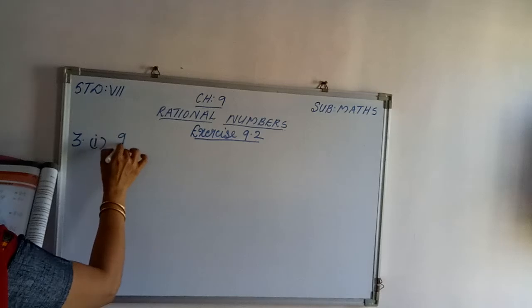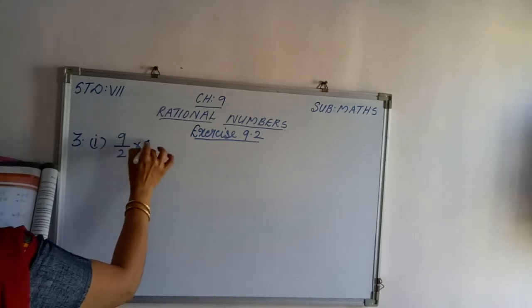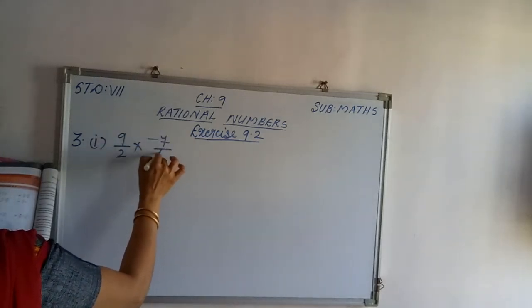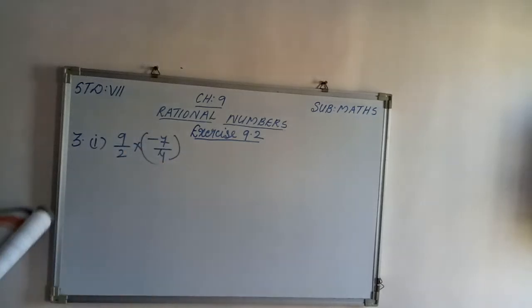9 upon 2 multiplied by minus 7 upon 4. So how to multiply rational numbers? First multiply the numerators and write it as the numerator. Multiply the denominators and write it as the denominator. Here the numerators are 9 and minus 7.